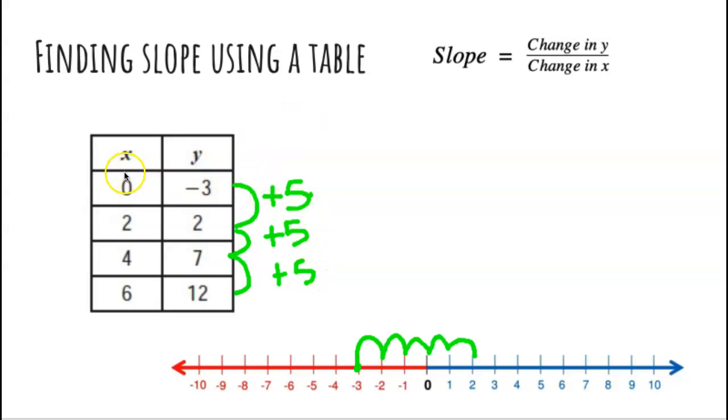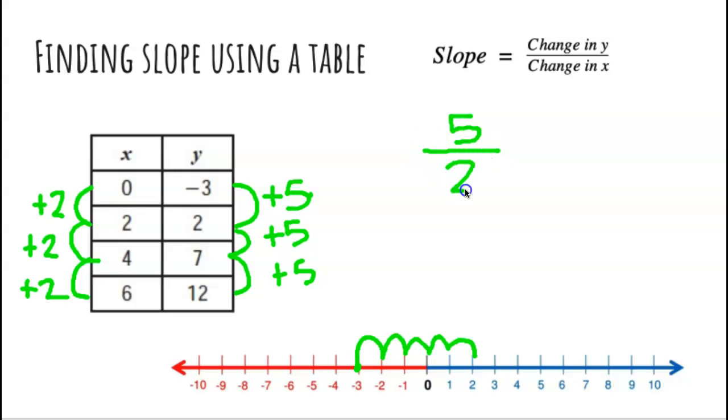Okay, let's do my change in x. How do I get from 0 to 2? That's going to be +2. How do I get from 2 to 4? +2. And 4 to 6. +2. Okay, now I'm going to plug it into my formula, change in y over change in x. My change in y is 5, and my change in x is 2. And I cannot simplify that down anymore, so your slope is going to be +5 over 2.